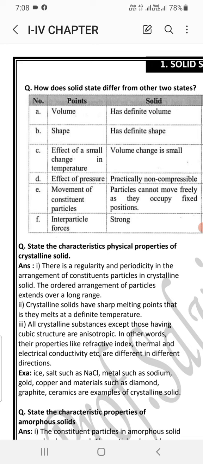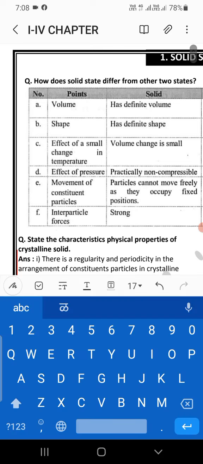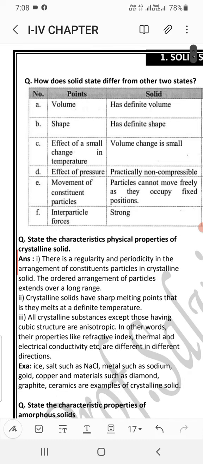Now, about solid. Solid has definite volume. Solid has definite shape. For solid, the volume change is small. Fourth point, effect of pressure. There is no effect of pressure on solid because solids are non-compressible.